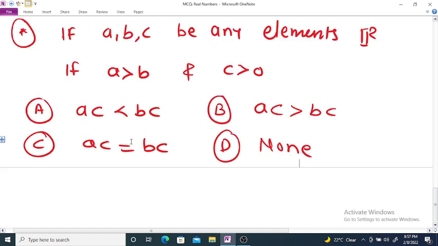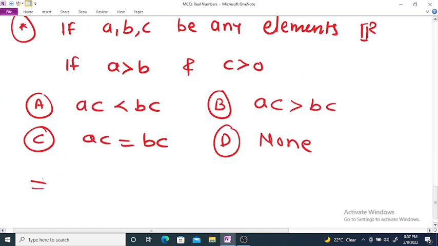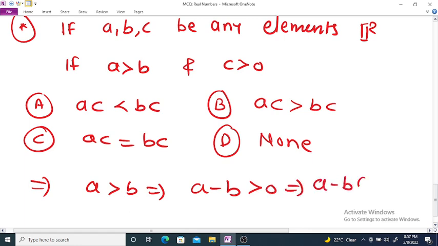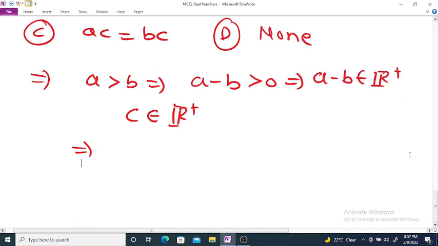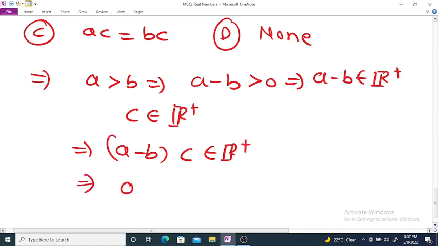So here A is greater than B and C is greater than 0. Since A is greater than B, this implies A minus B is greater than 0, so A minus B lies in the set of positive real numbers. Since C is also greater than 0, C also lies in the set of positive real numbers. Since A minus B and C are both positive real numbers, their product (A minus B) times C also lies in the set of positive real numbers. This implies AC minus BC is greater than 0, and this implies AC is greater than BC.